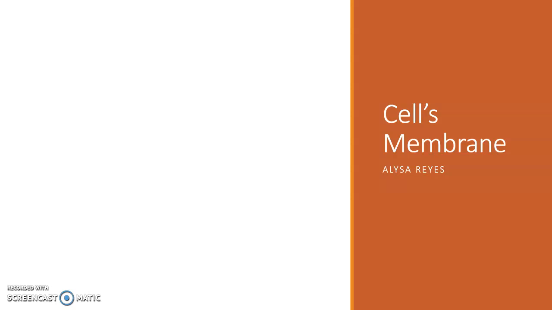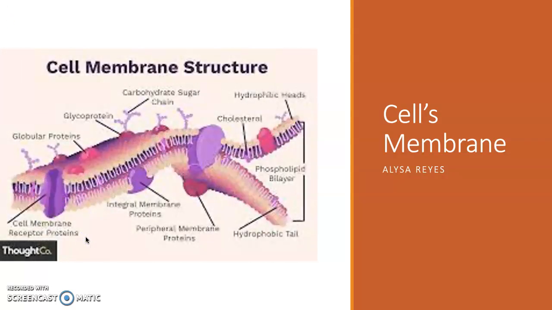Hello, my name is Alysa Reyes, and in this video I'll be explaining how the components of a cell's membranes provide its functions. To the left, I'm going to show a diagram of what the cell membrane structure looks like. And you see some of the key components it has, like cholesterol, glycoprotein, and carbohydrates. It's practically on some of the things that are inside and outside of the cell membrane.